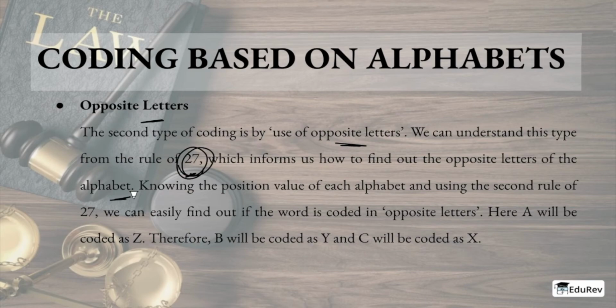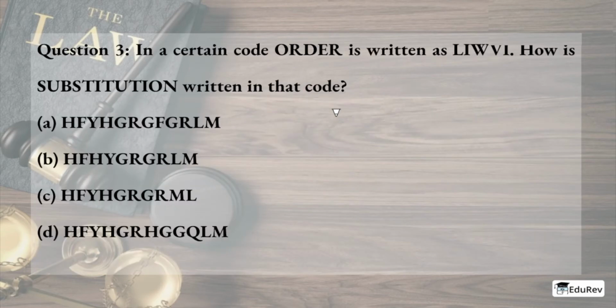In easy language, it basically says that in place of A, I'm going to write Z. In place of B, I'm going to write Y, and you just get the gist. This is exactly what we need to do. Let's understand this with the help of a question. The question says that in a certain code, the word order is written in this format. So how is substitution going to be written?